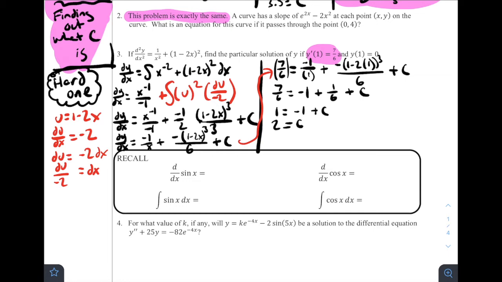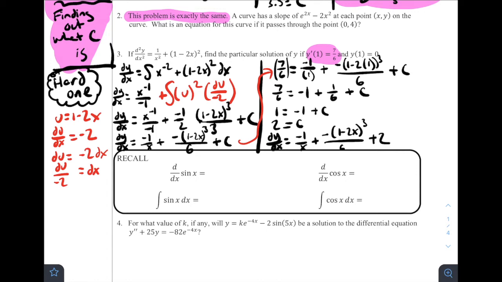So our equation for y prime, or dy dx, is going to be equal to negative 1 over x plus negative 1 minus 2x cubed over 6 plus 2. And that would be our dy dx.